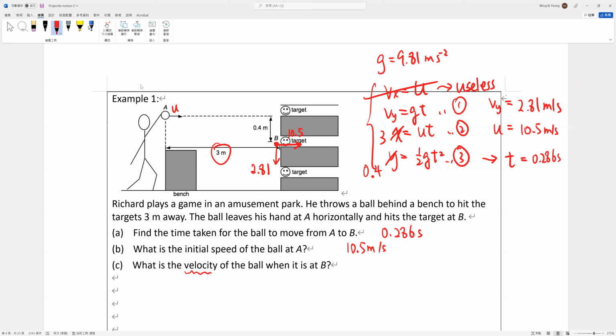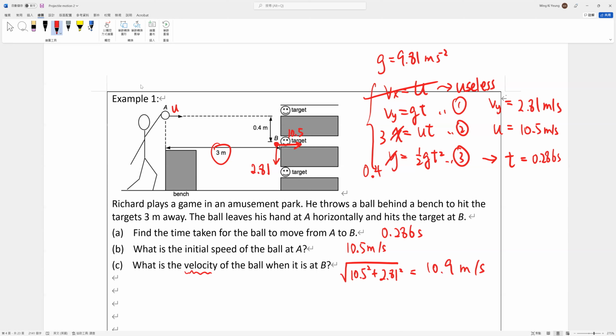When the question asks for the velocity, it always means the resultant, not the horizontal or vertical component. So you need to use Pythagoras' theorem to find the resultant. So it should be 10.5 squared plus 2.81 squared. So this one should be 10.9 meters per second.